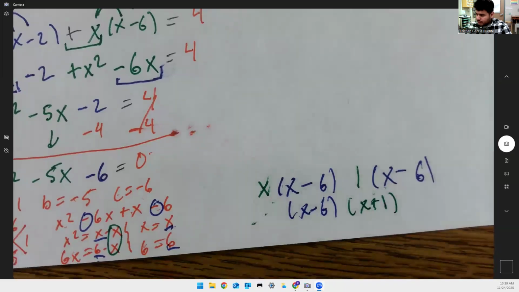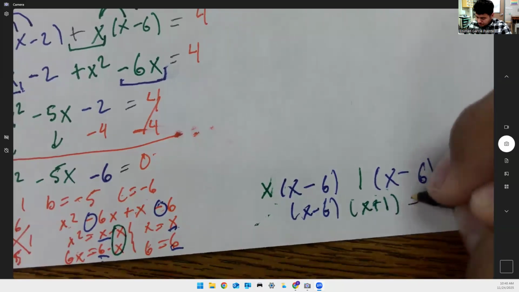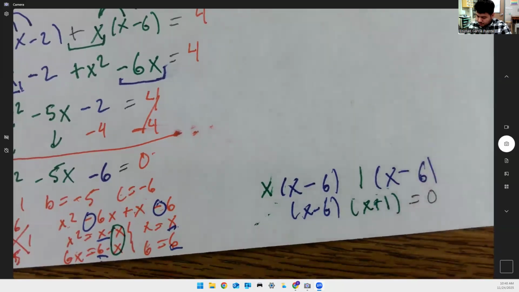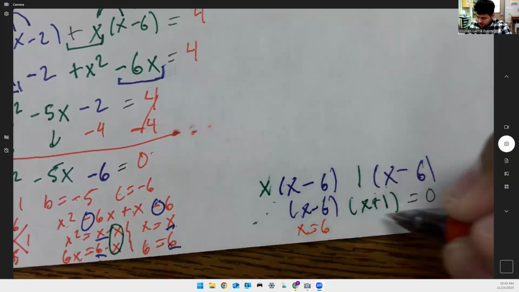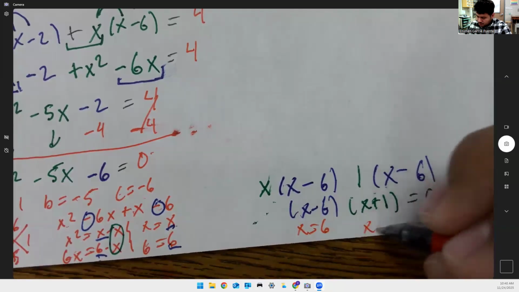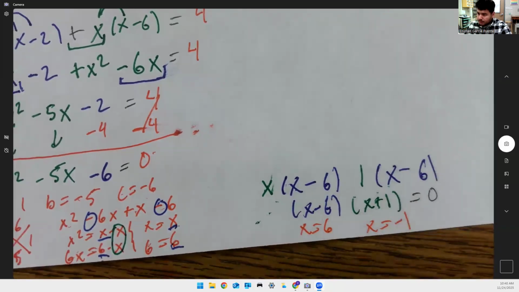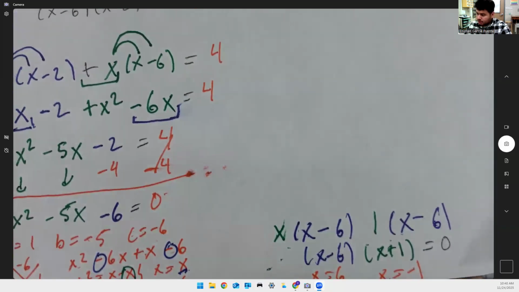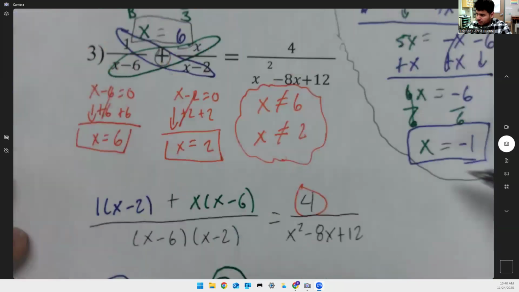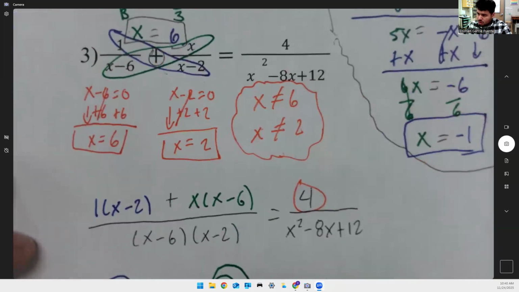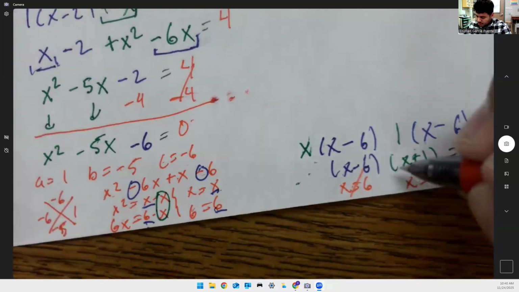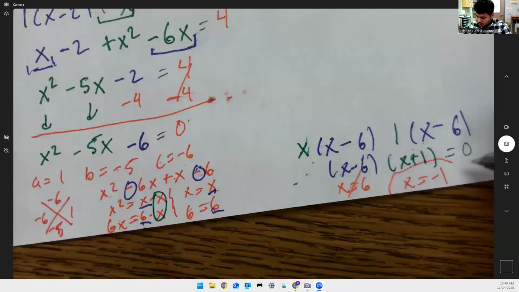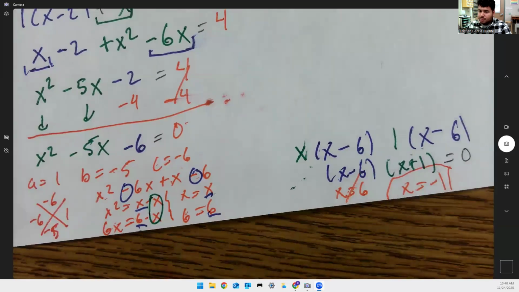And since we're solving for x, we're going to make this equal to 0 and solve. So remember, it's just going to be the opposite. So what's the opposite of negative 6? That's positive 6, so x is equal to 6. And the opposite of positive 1 is negative 1, so x is equal to negative 1. But again, we have to check, make sure 6 and negative 1 are not our excluded values. 6 is one of our excluded values, so we're going to go back down and cancel that one. And our answer is just going to be x equals negative 1. And we're done.